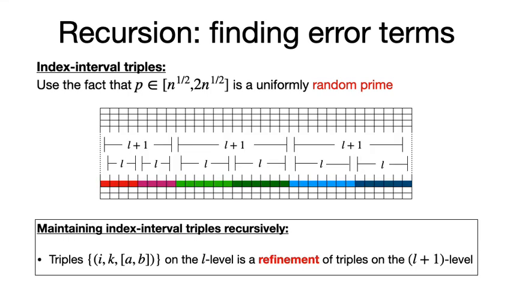One last detail is how to maintain all the index interval triples. The key property here is that index interval triples at the current level of recursion is a refinement of triples from the previous level, and so we can maintain them efficiently.